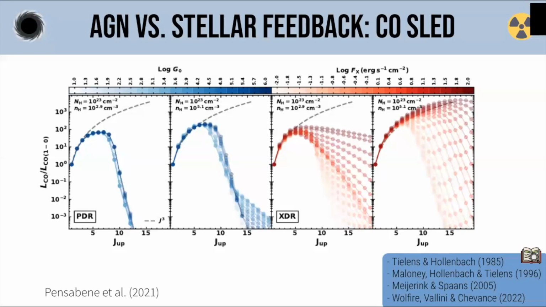What we can see is also the variation of the CO SLED due to the different incident fluxes, which is given by the different color opacity. And we can see that for the XDR especially, it is very important to take into account the different X-ray fluxes because it can vary a lot.